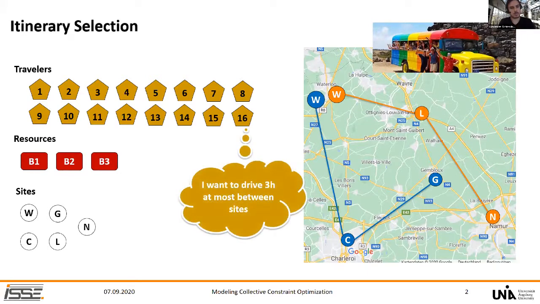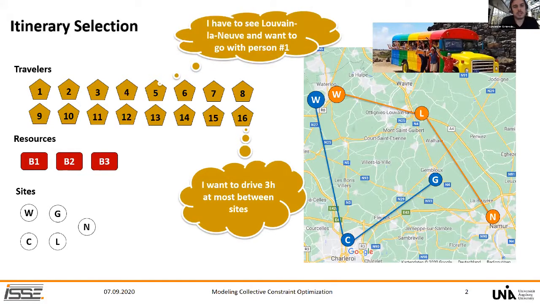And among those feasible ones, we now have to deal with preferences, such as person 16 stating that they want to drive at most 3 hours between 2 sites, or person 5 wanting to definitely see Louvain-la-Neuve and also really bonded with person 1, so they have to be on the same tour. So we face natural constraints. It's collective in the sense that there are 16 people involved here.